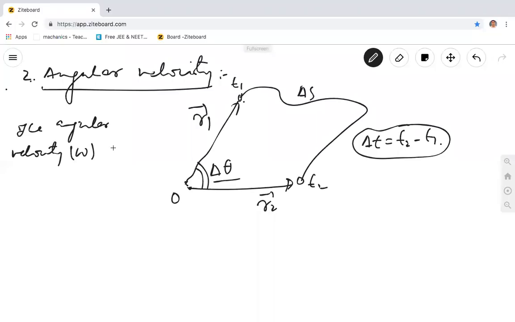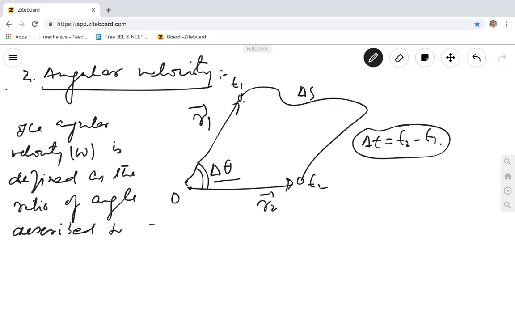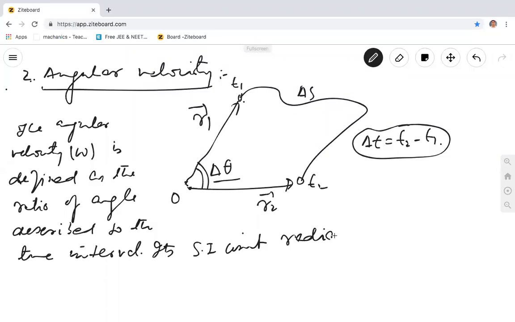Omega, let us call it, is defined as the ratio of angle described to the time interval. Its SI unit is simply angle by time, that is radians per second. Mathematically, omega is delta theta by delta t. Let's call it equation number 1.